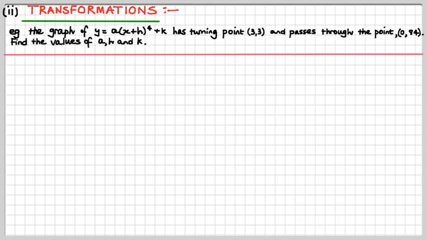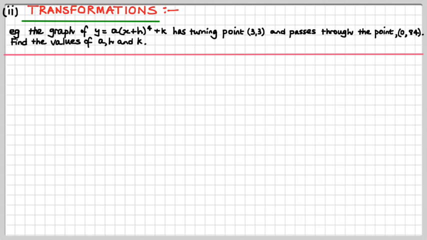Alright, so this one here, the graph of y equals a into x plus h to the fourth plus k. That's kind of like the turning point form, if you like, which is probably more appropriate for the even functions because they really do turn, just like the quadratics. It has a turning point of minus 3 and 3, and it passes through the point 0 and 84. Good heavens above, what a large number. Well, we are dealing with a quartic, so it's probably logical. Find the values of a, h and k.